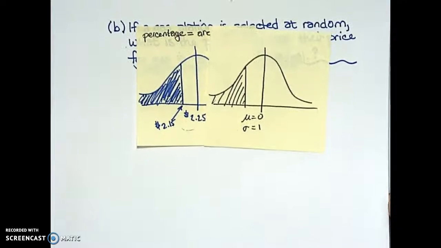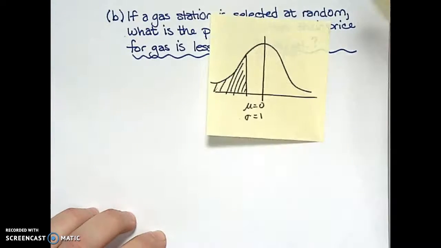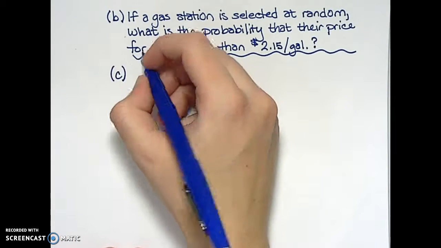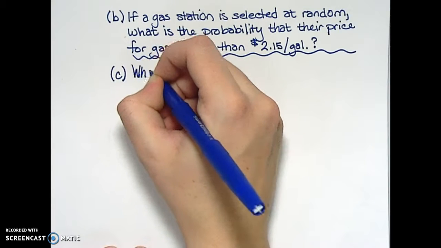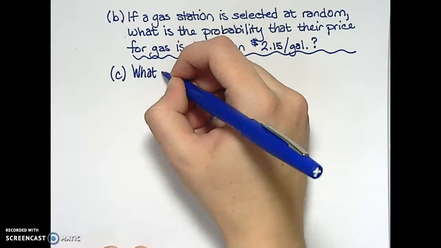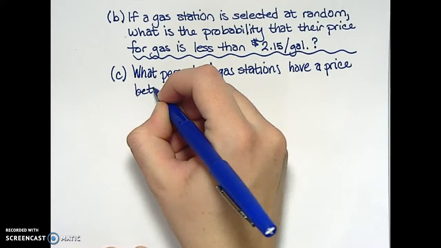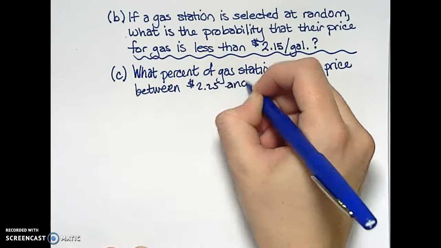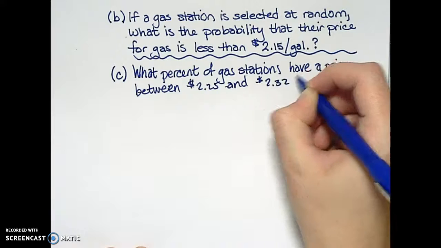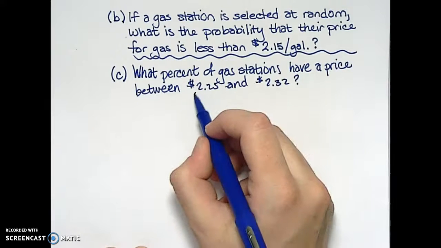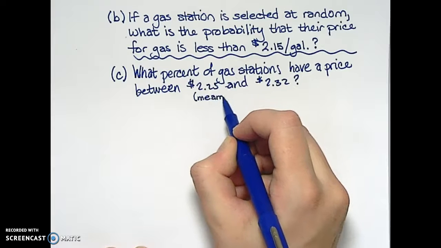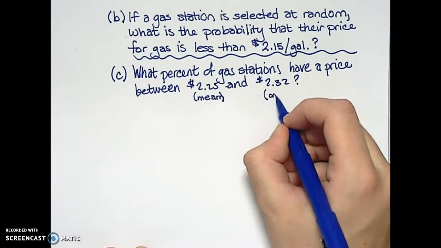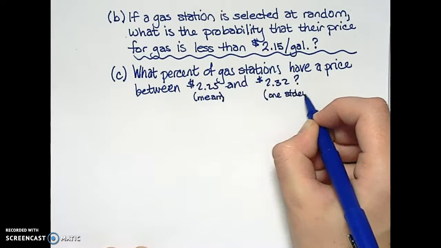We'll return to part B eventually, but for right now, let us consider the following different question, part C. What percent of gas stations have a price between $2.25 and $2.32? One thing to note is that this example is specifically chosen where we're looking at the mean, and then $2.32 is one standard deviation above the mean.